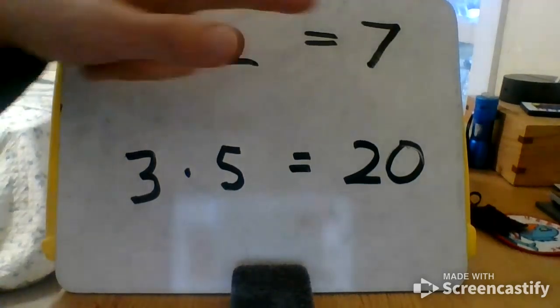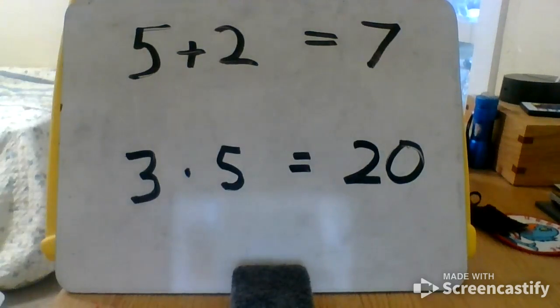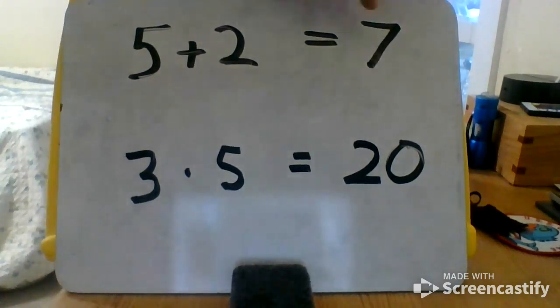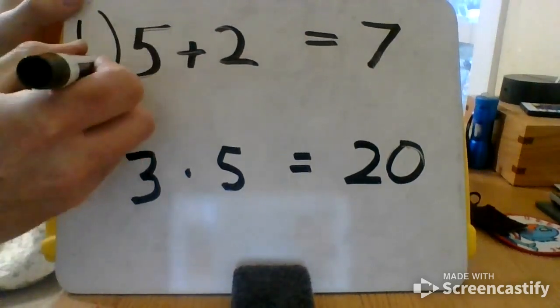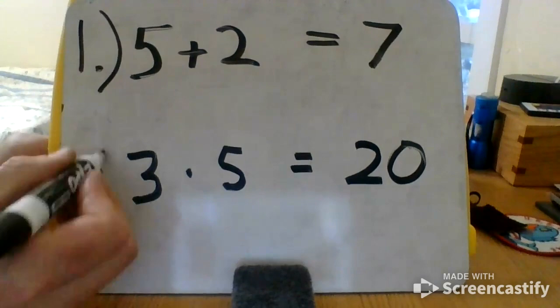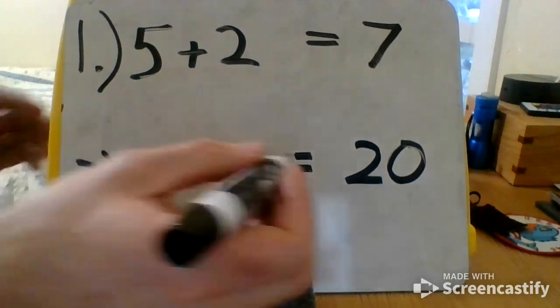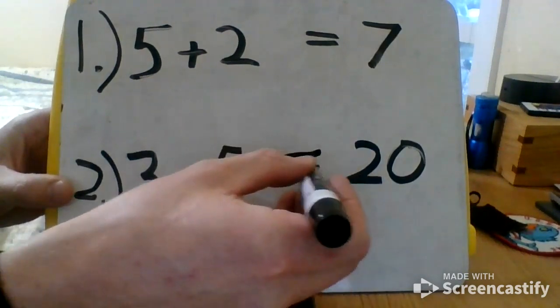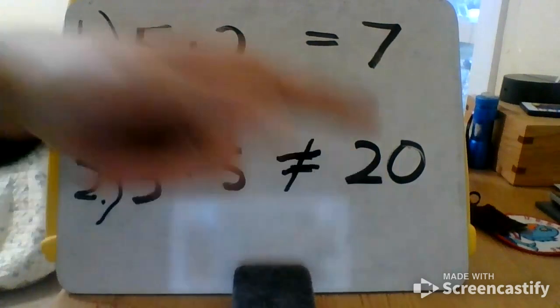So the first part of this section 5.1, you see some problems like you have here, where it says like 5 plus 2 equals 7. And 3 times 5 equals 20. And you just have to decide, is that a true equation or is that a false equation? So does 5 plus 2 equal 7? Yeah, it sure does. So if it does on your paper, you just write like number 1, if it said 5 plus 2 equals 7, you just leave it like that. For the second one, 3 times 5 equals 20. Well, that's not true. 3 times 5 is 15, right? So the way we show that it is not equal is with this equal sign as we put a slash through it. So 3 times 5 is not equal to 20.